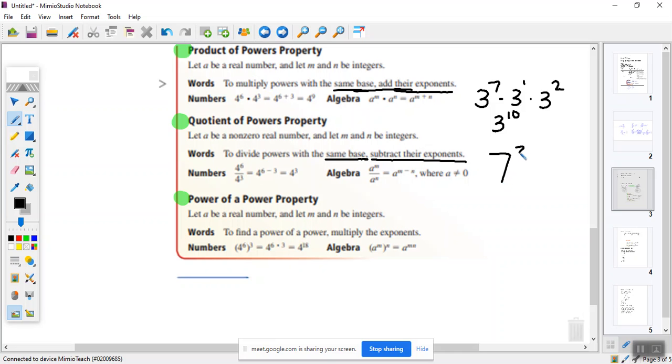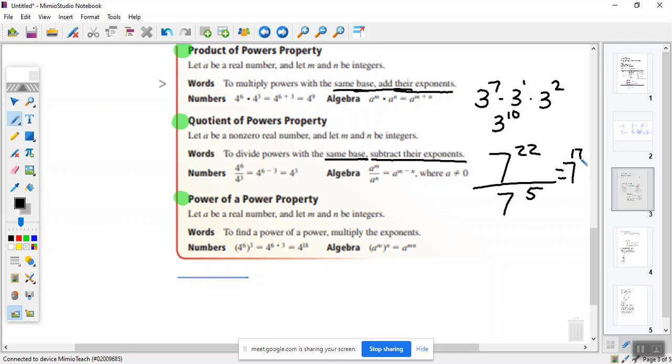7 to the 22nd power over 7 to the 5th. Do I have the same base in both the numerator and the denominator? Absolutely. So what are you going to do with the 22 and 5 here, kids? What's that going to simplify to then? What is the 7 to the? 17. Absolutely. Good. You guys are awesome. 7 to the 17th. Very good.